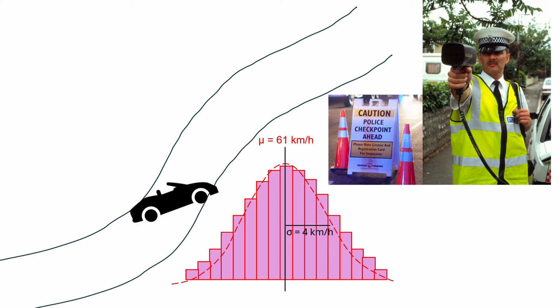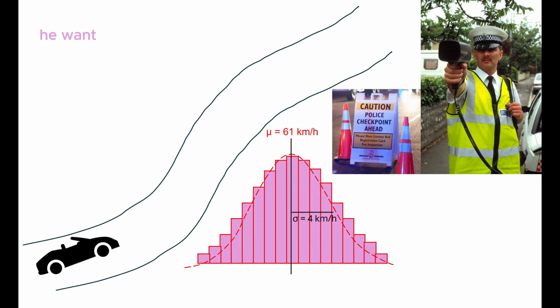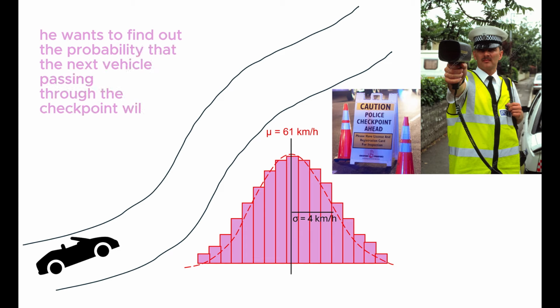Now, he wants to find out the probability that the next vehicle passing through the checkpoint will have a speed slower than 65 kilometers per hour. Pause this video for a moment and assume you are the policeman. Try to answer this question.